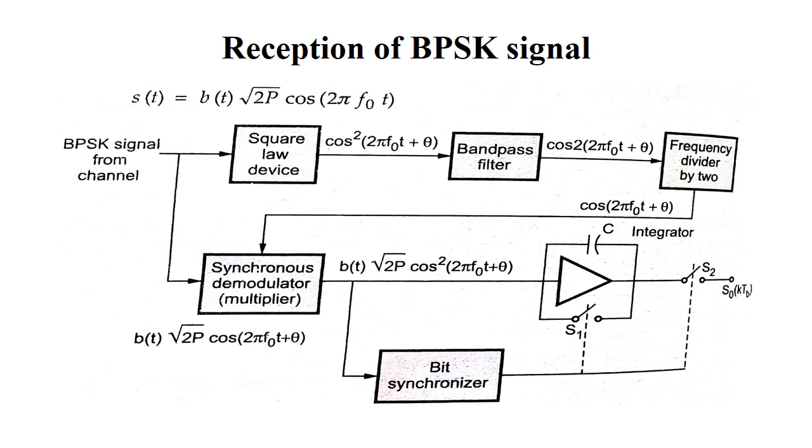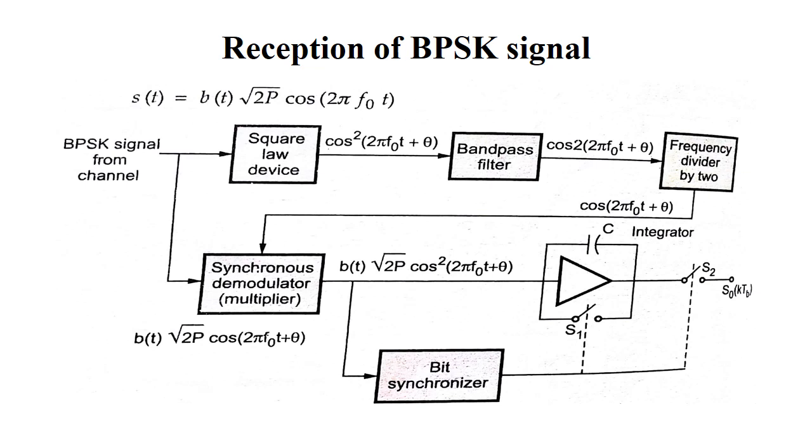Next we go to the squaring circuit. Here the received signal carrier is separated, since this is coherent detection. The received signal is passed through a square law device and the output is cos squared (2 pi f naught t plus theta). We all know that cos squared theta is equal to (1 plus cos 2 theta) by 2. So we substitute: cos squared (2 pi f naught t plus theta) is equal to (1 plus cos 2 (2 pi f naught t plus theta)) by 2, that is 1 by 2 plus 1 by 2 cos 2 (2 pi f naught t plus theta).